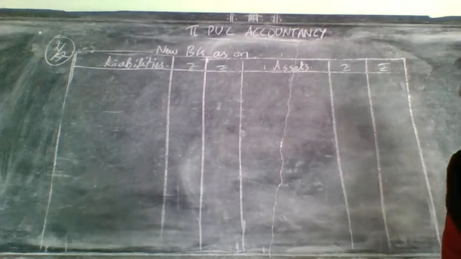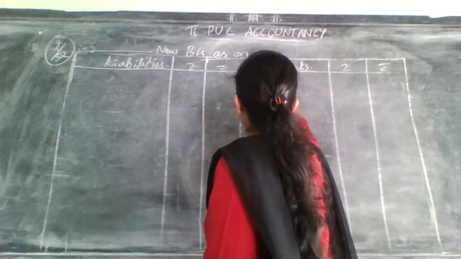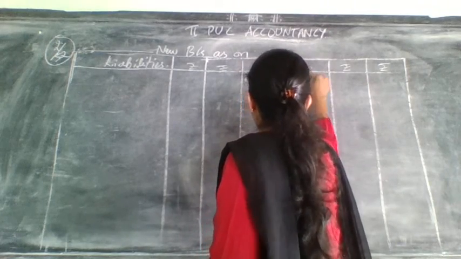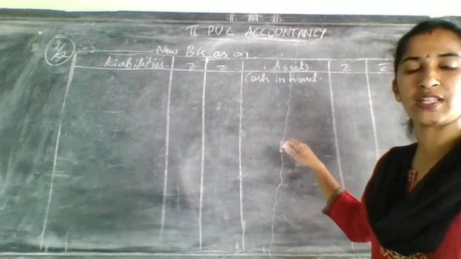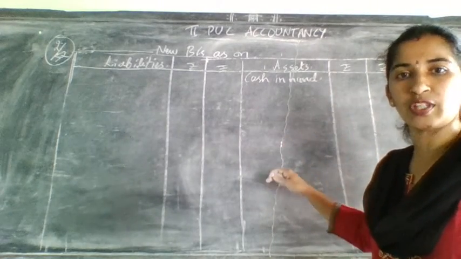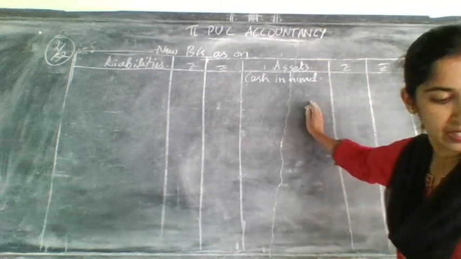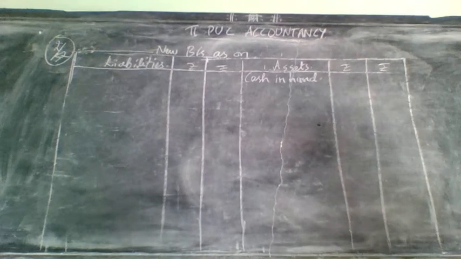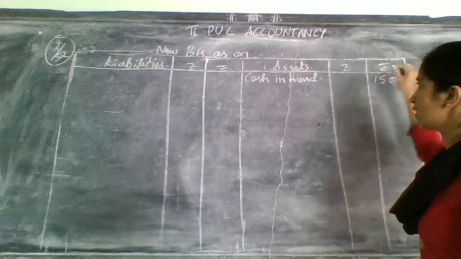First asset is cash in hand. Write that cash in hand here. As I told you, no adjustment for cash because no partner is coming into the business and no partner will bring the amount here. So no adjustment, directly you can write it in the outer column. How much is it? 1,500.